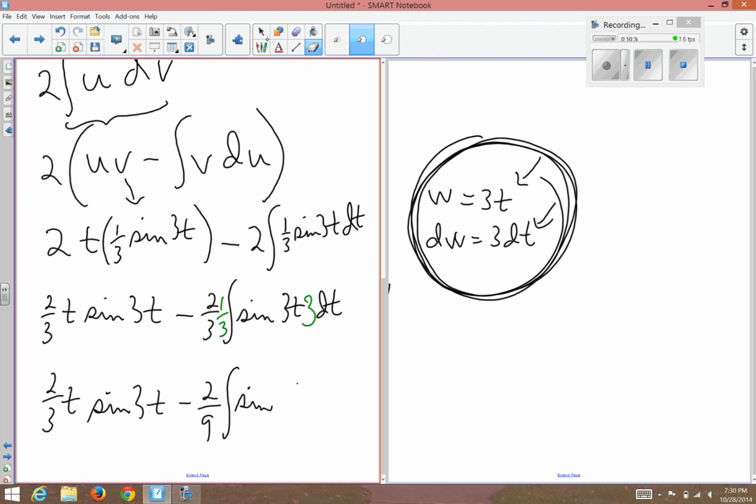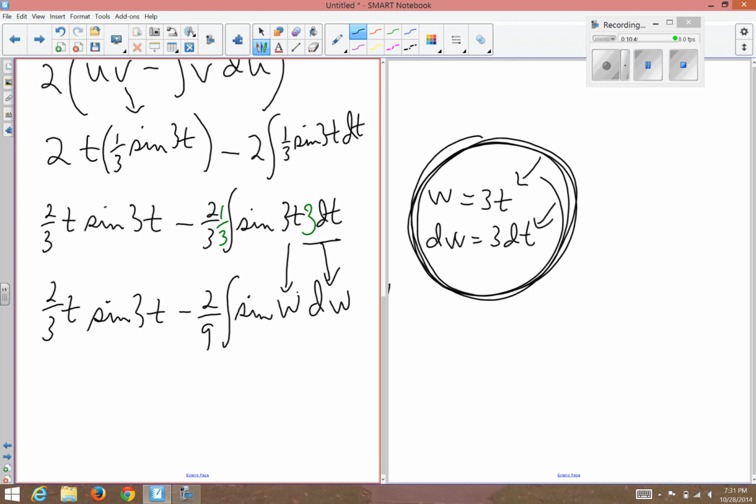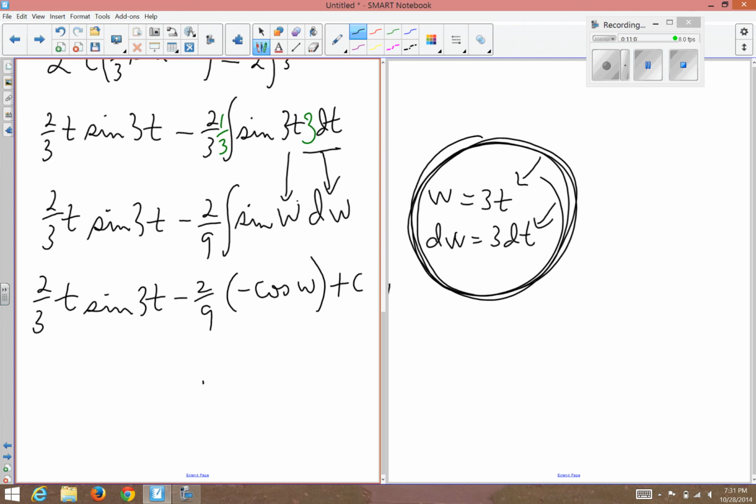I was going to say 3t, but I want to say sine w dw. 3t we call w, and 3 dt is dw. Copy 2/3 t sine 3t minus 2/9. The integral of sine w dw is negative cosine w. And here's where the plus c comes in, because we're just about done. Just about. The integral of sine w dw is negative cosine w plus c.